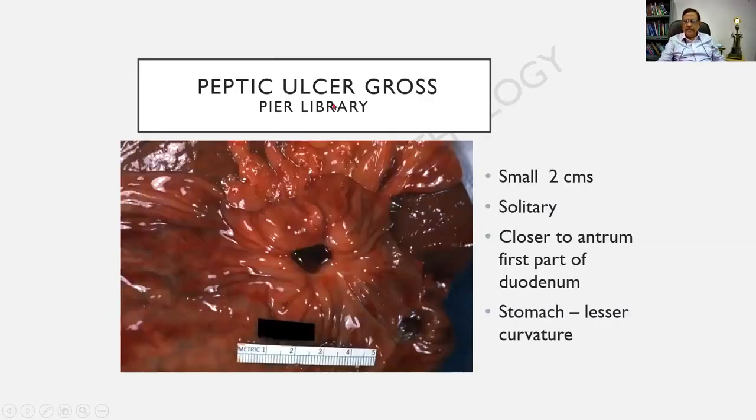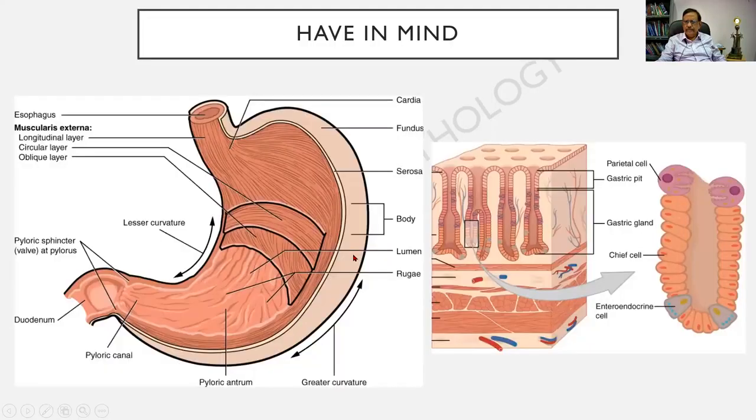Again, a beautiful picture. Under 2 centimeters, usually solitary, closer to the antrum. In the first part of the duodenum, most common, and in the stomach in the lesser curvature. And look at the stellate folds that are over there. This I wanted to show. You should have this in mind. The other things I am not bothered about, but I find that there are some muscular folds across. So this is the lesser curvature and the greater curvature. More of the anatomy I am not going into.